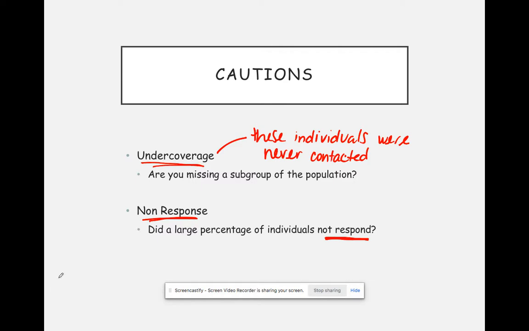Or a lot of times you'll hear about random digit dialing, where they just randomly dial phone numbers, and maybe they're doing that from the phone book. Well, individuals that have unlisted numbers are going to lead to undercoverage. People that just don't answer their phone are going to lead to non-response. So non-response, they were contacted, but they just chose not to participate. Undercoverage, they just weren't even contacted at all.